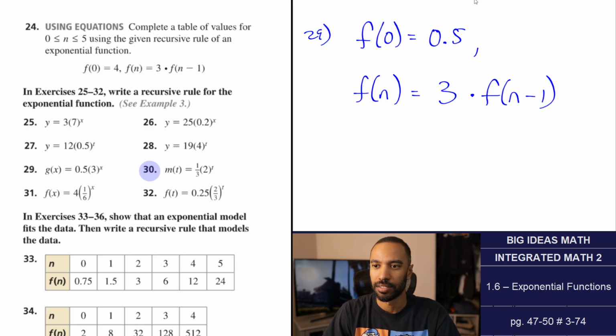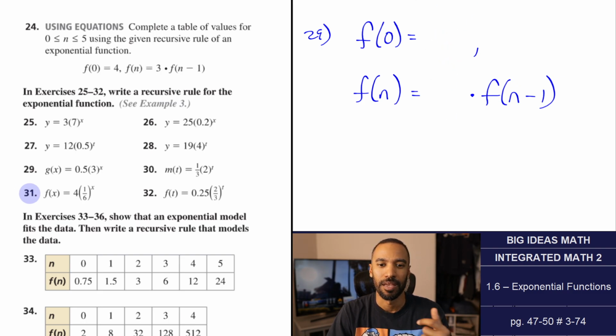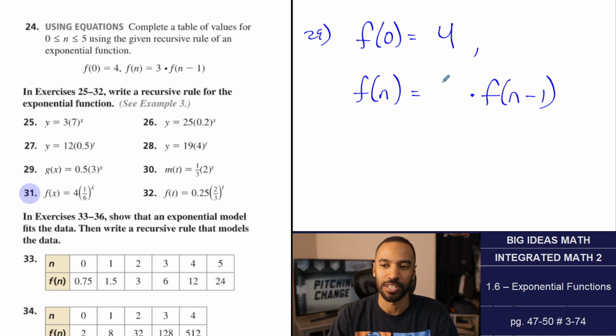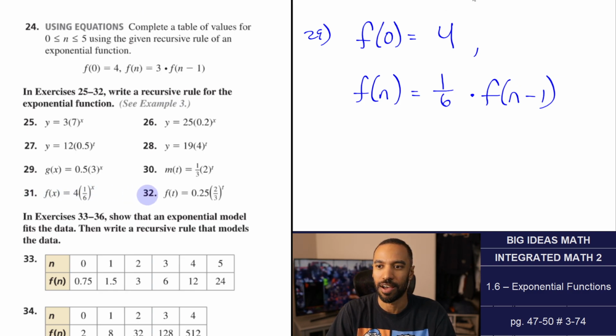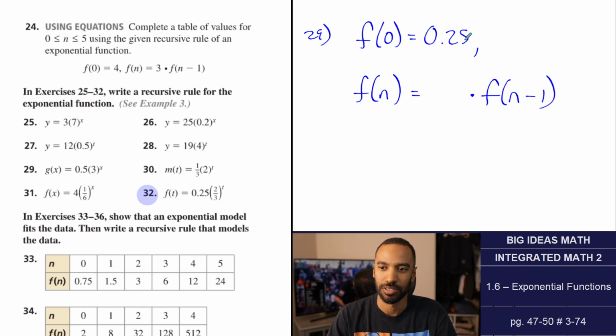Number 30, we replace this with 1/3 and 2. At this stage, I don't really know what else to say. If there was more in the exponent, I'd be able to speak on it. Maybe they're prepping you for that, but so far, no. Number 31, we have 4 as the initial and 1/6 as your growth factor. And number 32, we have 0.25 as the initial and 2/3 as the growth factor.